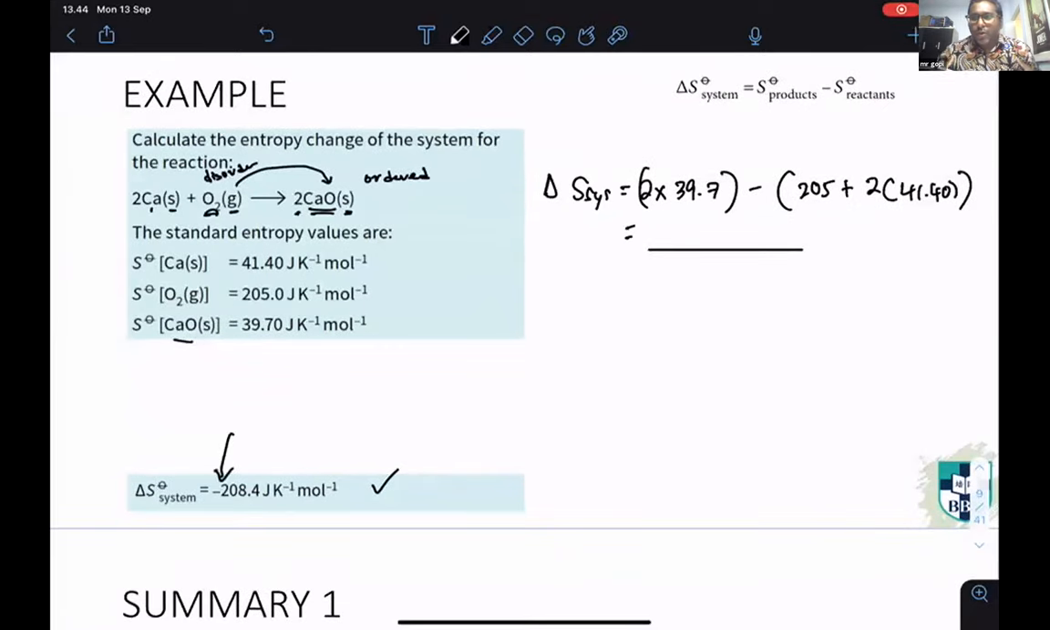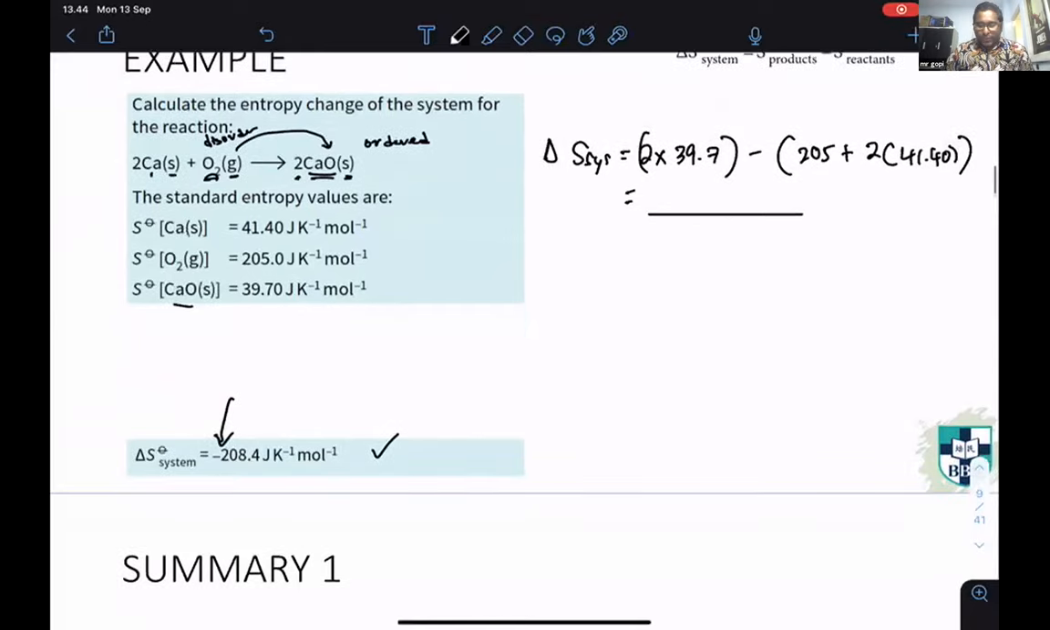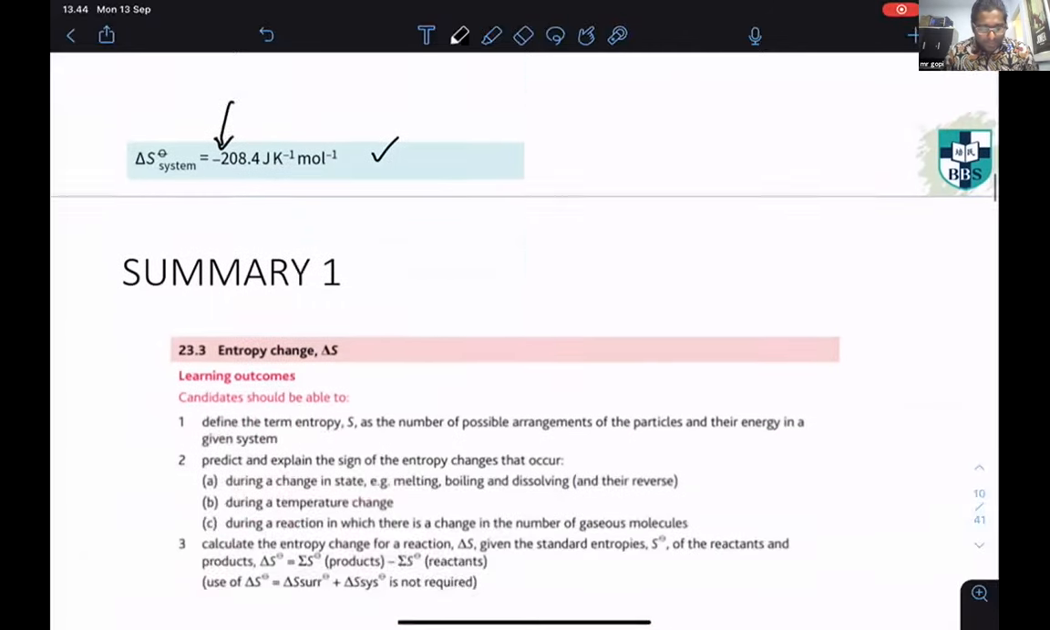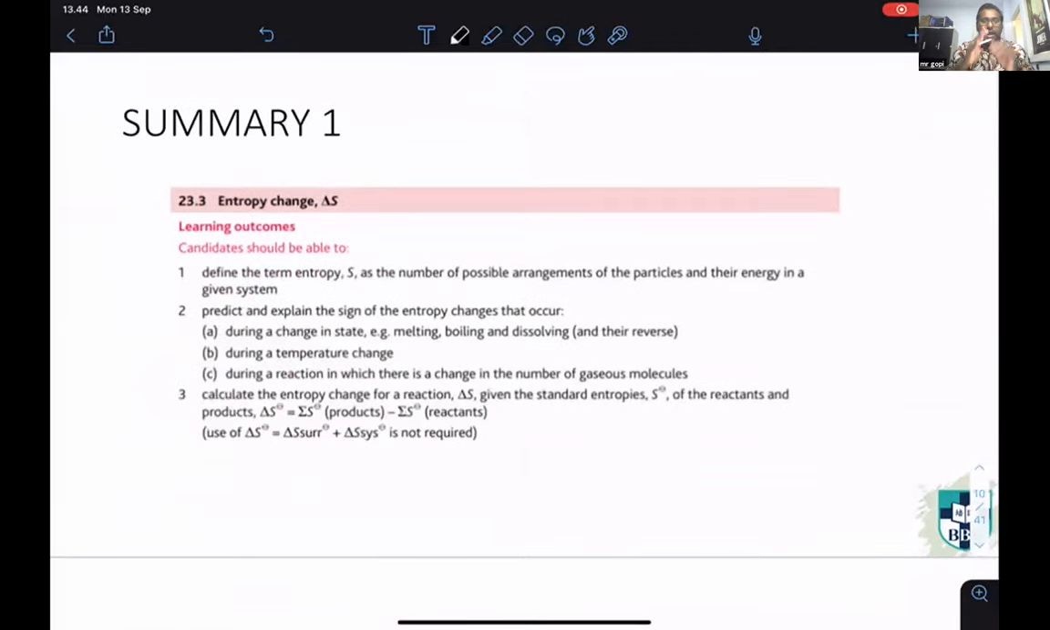Now, from predicting, we are upgrading to calculating. That is very important. So you need to learn how to use this formula. Done. So this is a summary of what we have learned before your prelim.